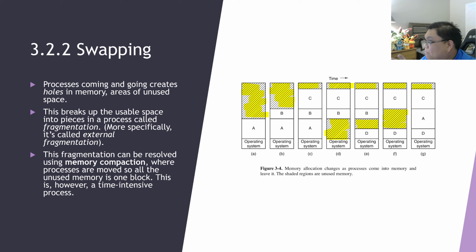But basically, if we have our free memory fragmented into lots of little pieces, we use memory compaction to move all the processes onto one end, and then all the free space into the other end. This is a time-consuming operation, however.